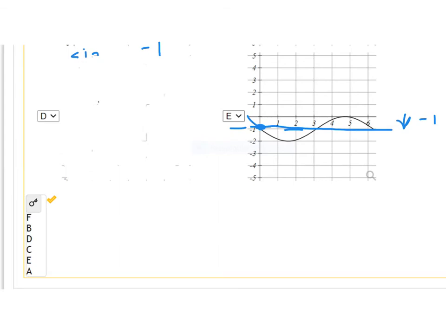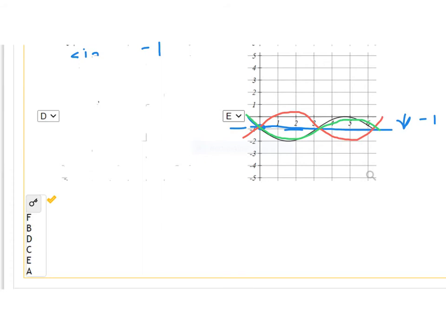The other thing that I can see, I know that a regular sine wave goes up through the origin like this. And this one is going down like that. So that means that your amplitude has to be negative. It's flipped over that sine graph.